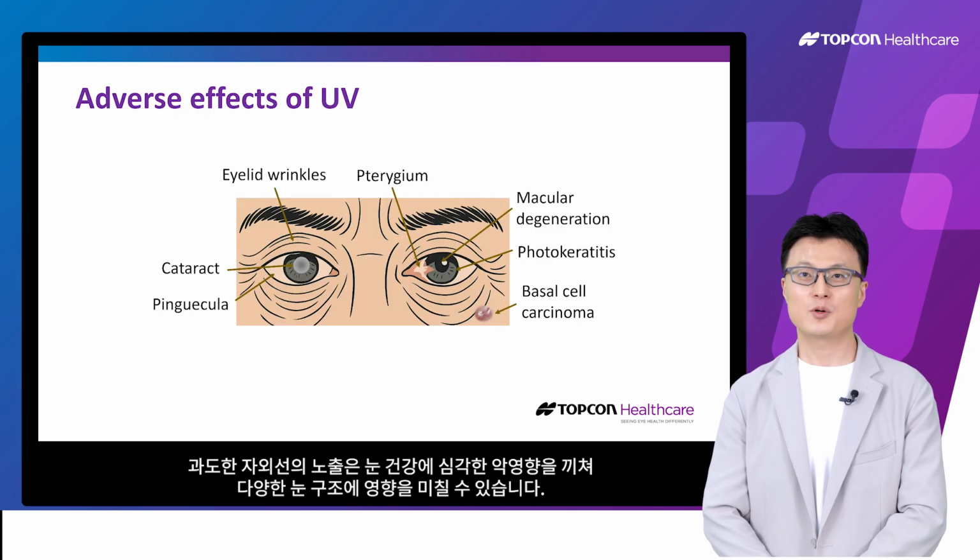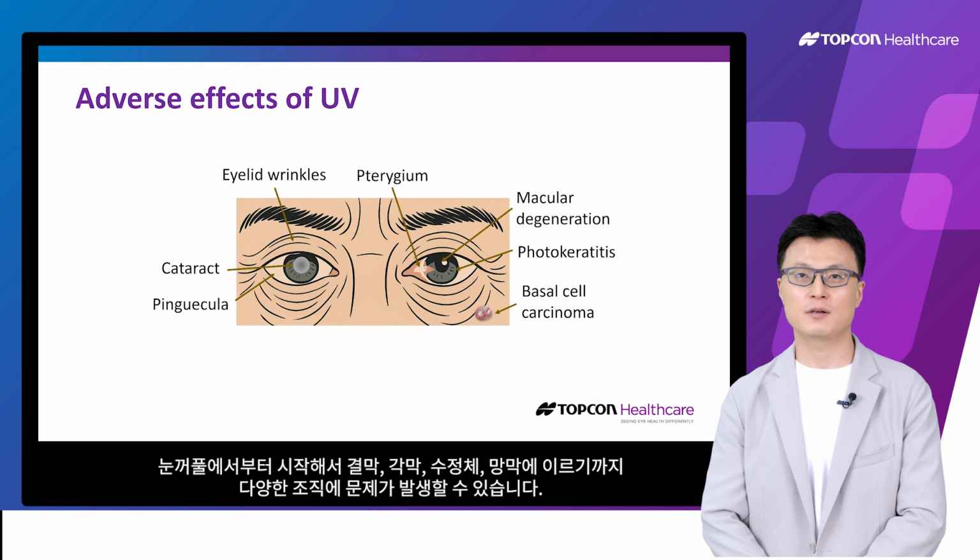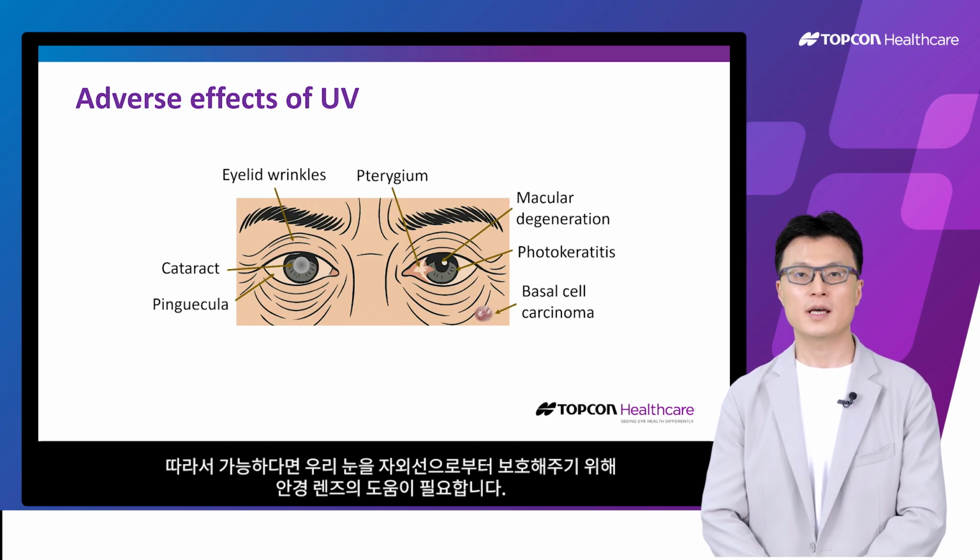Too much UV exposure can seriously harm your eyes, affecting various structures all the way from the eyelids and conjunctiva to the cornea, lens, and retina. That's why, whenever possible, we need to rely on spectacle lenses to help protect our eyes from UV rays.